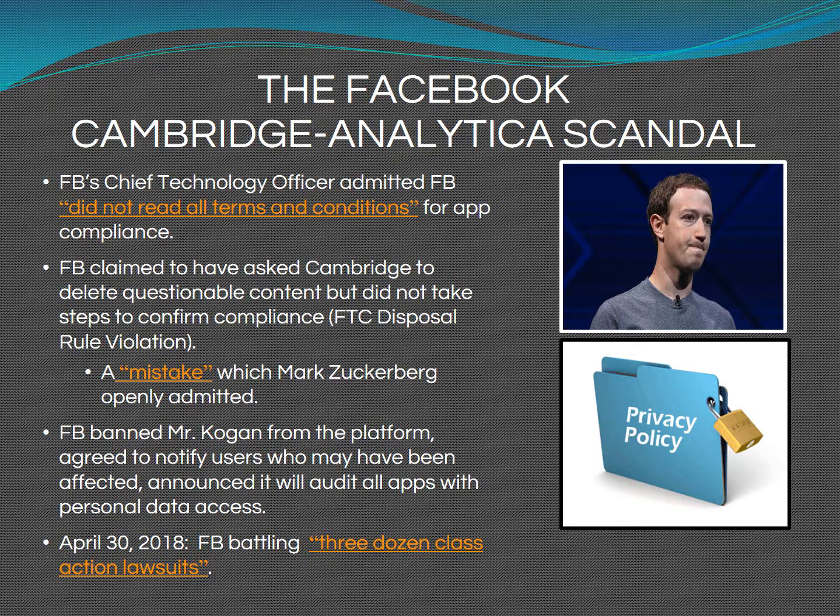As of now, Facebook has banned Mr. Kogan from the platform, agreed to notify users who may have been affected, and announced that it will audit all apps with similar types of personal data access. As of April 30th, 2018, Facebook is now battling 36 class action lawsuits. And with that, I'll turn the presentation over to Matt.